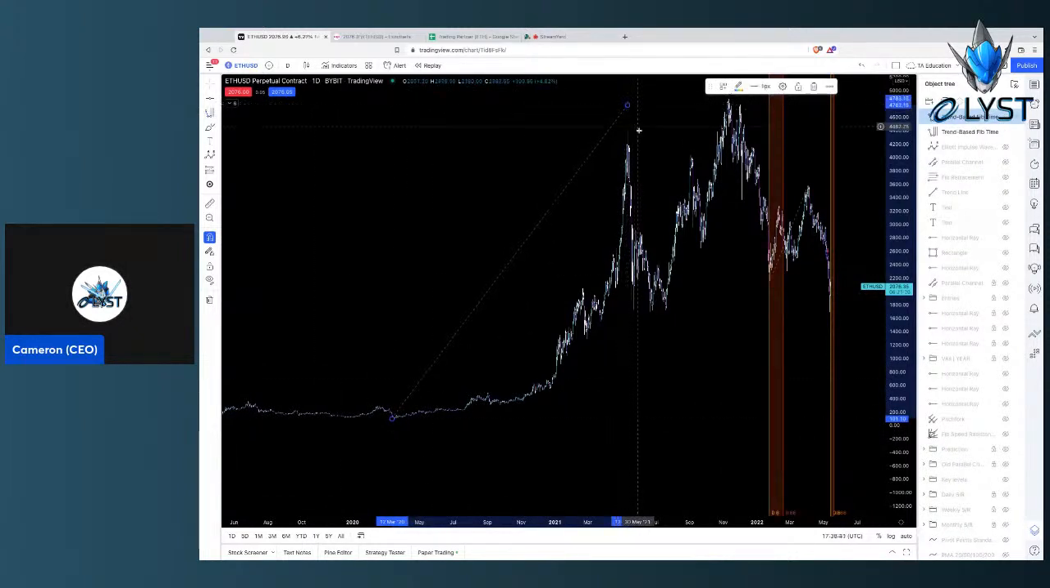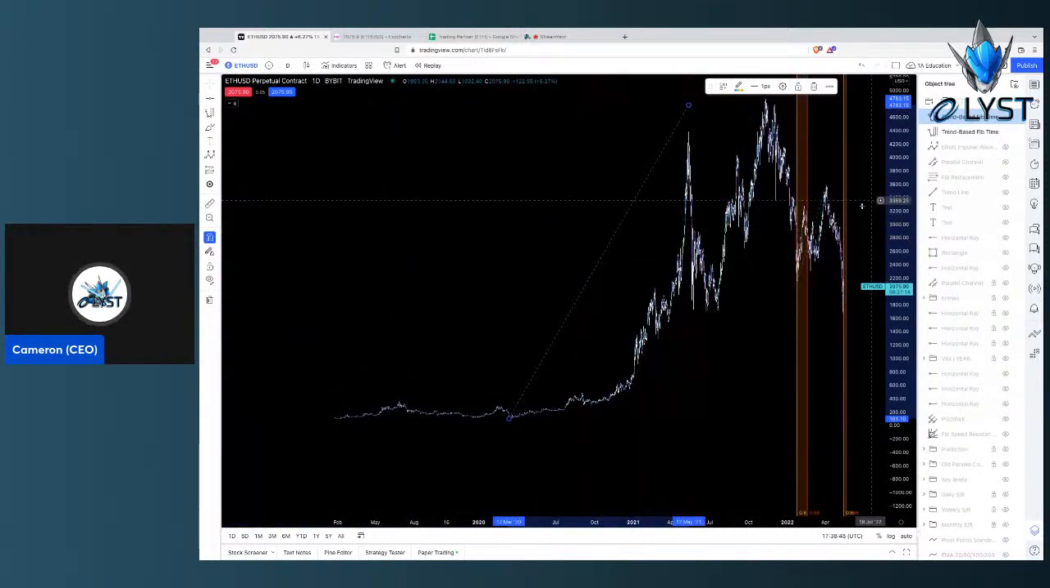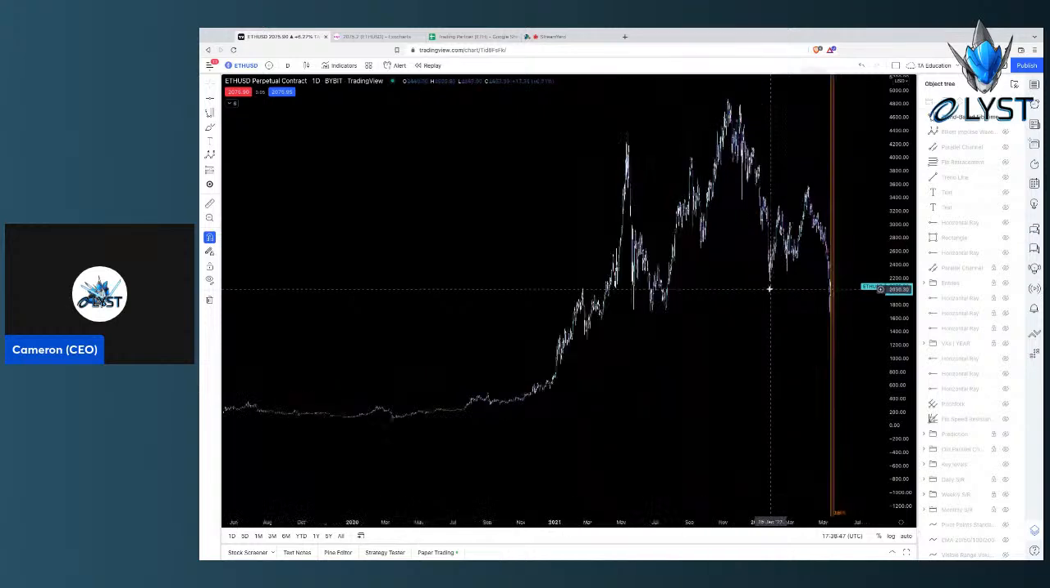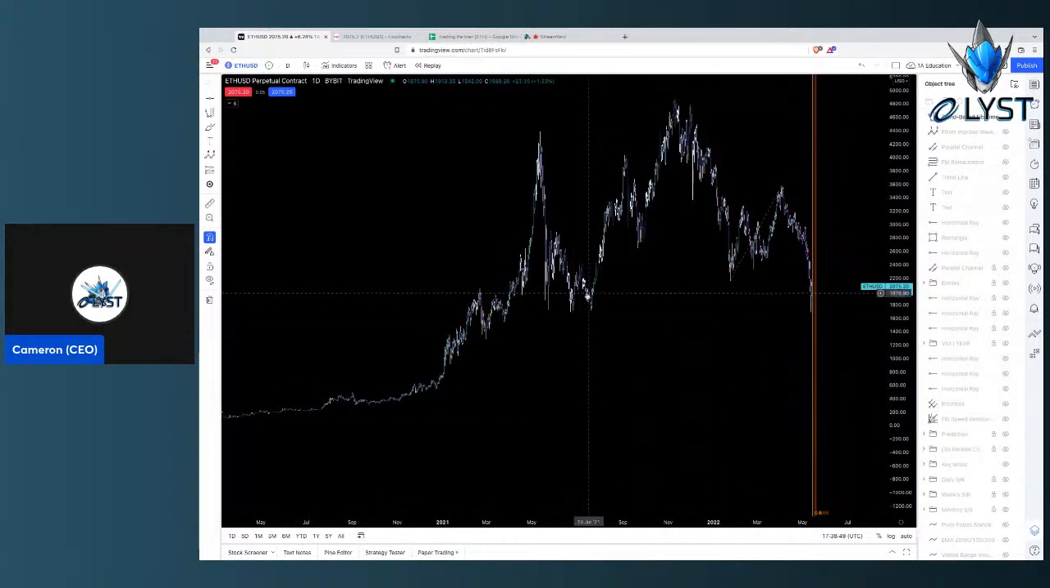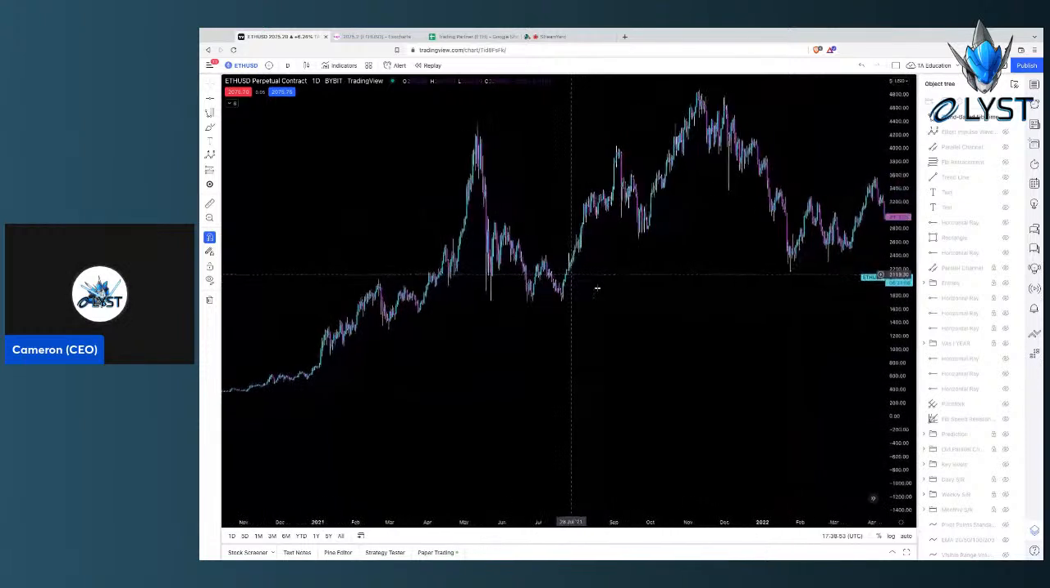Can't remember if it does or not. No, it did catch that bottom. Anyways, I don't know where we were, but we did catch that bottom. You remember that on the last chart that we looked at? Like, we caught this perfectly.